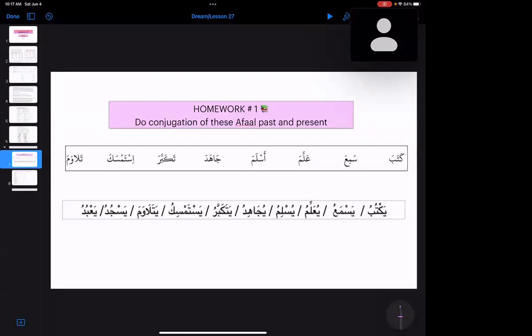Almost all are the same, just a few are new, like yes, you do or yabudu are new. So these are 10 words. You guys are going to conjugate them. And I would love it if you do past and present both. This is how you will become stronger, and you can compare the Madi and Mudariya, right? So I would highly recommend that you go with Madi and Mudariya both ways.